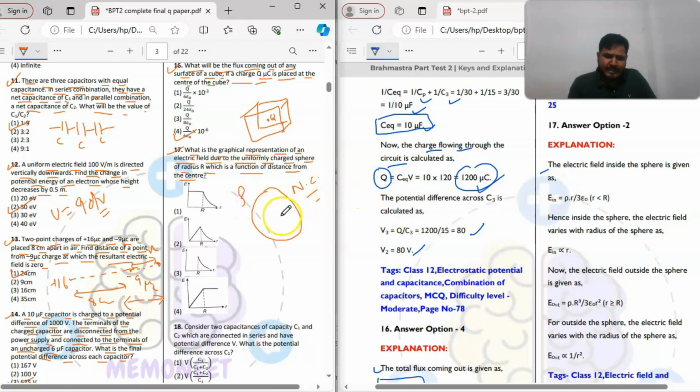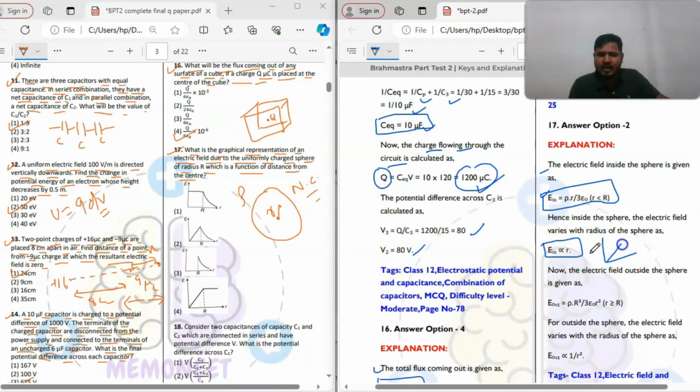Inside the sphere, at a distance r, the electric field is rho r by 3 epsilon naught, when r is less than R. This is inside the non-conducting sphere. So E inside is directly proportional to r. Our diagram will be a straight line up to this point.